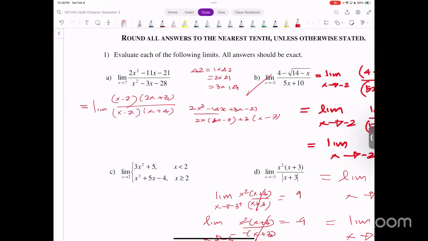Limit as x goes to 7. If you didn't show this, you won't get the marks. The teacher won't give a mark, so you need to show that you have factored out. So 2 times 7 plus 3 over 7 plus 4. That is 2 times 7 is 14, plus 3, over 7 plus 4 is 11. So that is 14 plus 3 is 17 over 11.